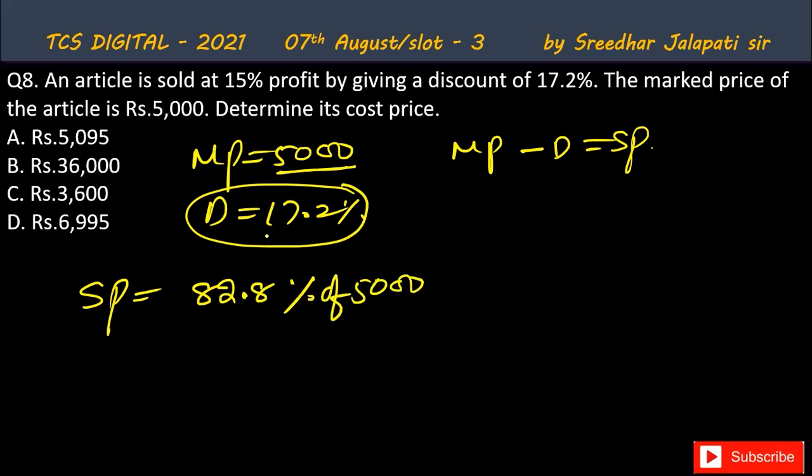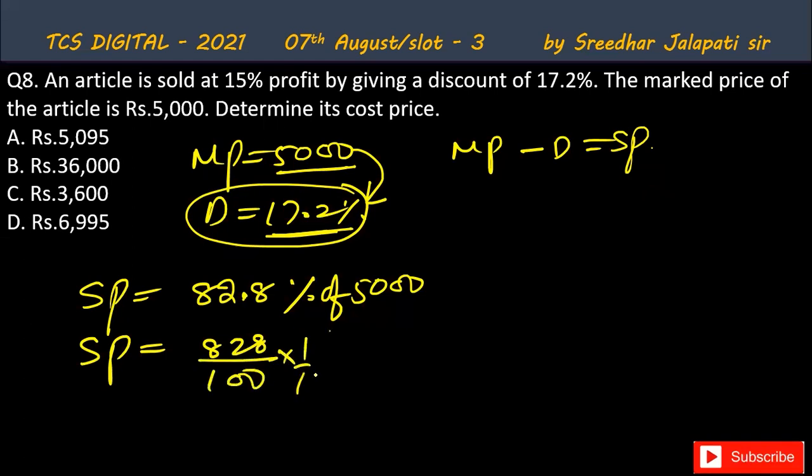As 17.2% is the discount, the price after the discount is 82.8% of 5,000, because on 5,000 he is reducing 17.2%. So now, to simplify the selling price, 82.8 by 100 to remove the percentage, and as it is a decimal, an extra 1 by 10 to remove the decimal, into 5,000. Three zeros get cancelled, 828 into 5, you will get 4,140. That is the selling price.